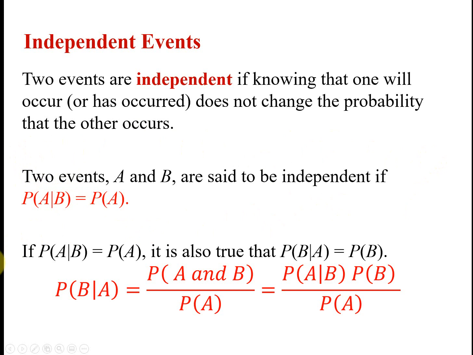And we already went over this, but probability of A given B equals probability of A. It is also true that the probability of B given A equals the unconditional probability of B. And we can look at the probability of B given A. We can see that that is just the normal conditional probability formula: the probability of the intersection of A and B over the probability of A. Well, we can also replace this probability of A and B with probability of A given B times probability of B. And that's how we rearrange that formula.